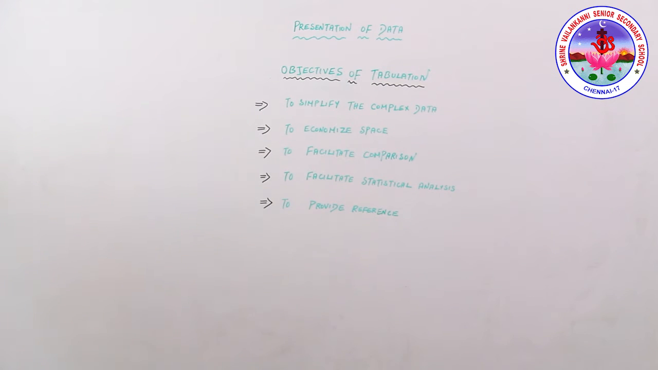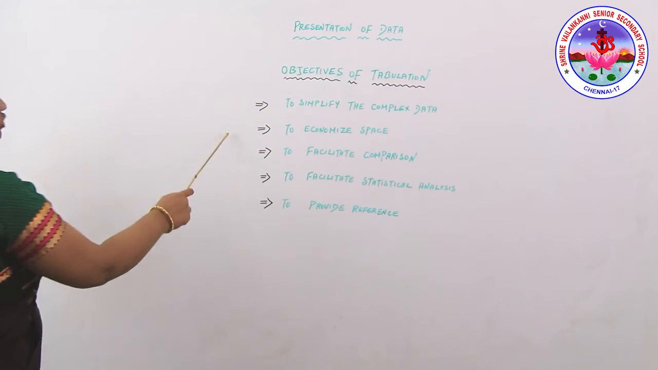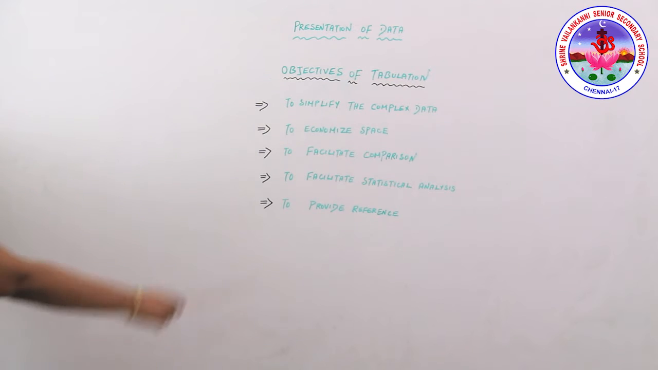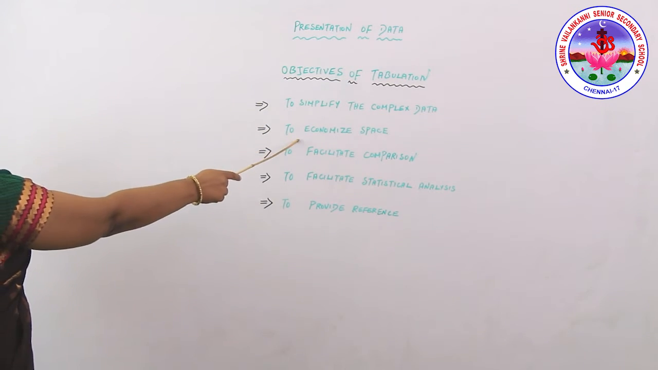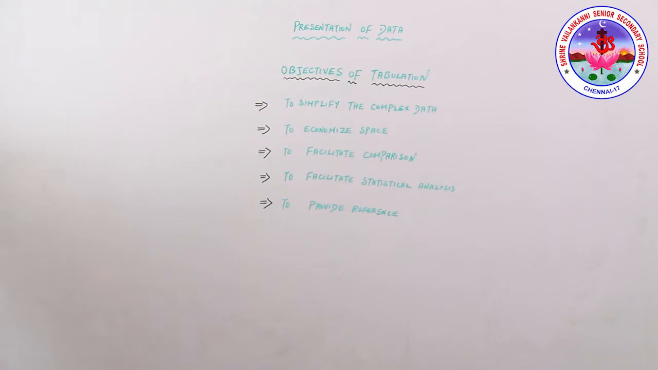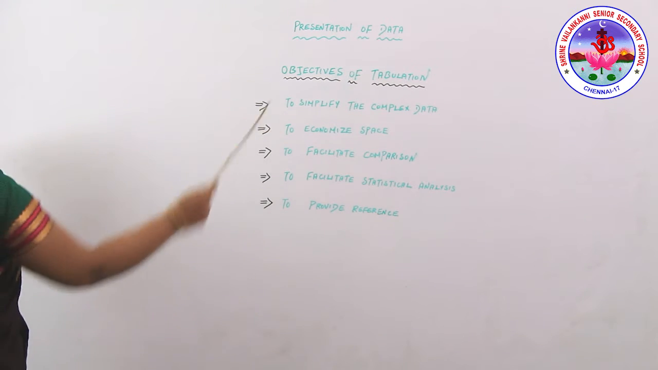What are the objectives of tabulation? In this, we have a total of 5 objectives. The first one, to simplify the complex data. Second, to economize the space. Third, to facilitate comparison. Fourth, to facilitate statistical analysis. The fifth one, to provide reference.